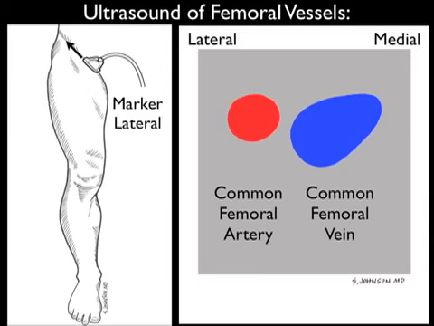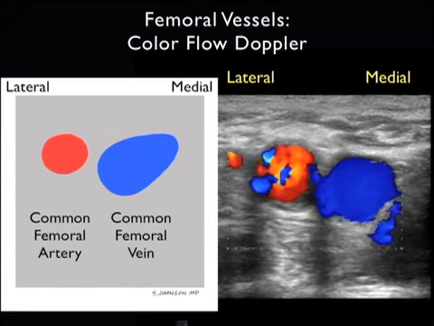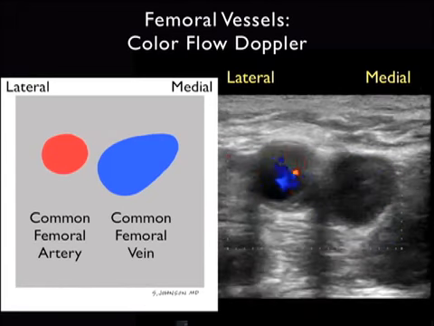Notice here that the common femoral vein will be seen medial to the common femoral artery, and because we have the marker dot oriented laterally or towards the left of the image, the common femoral vein will be seen to the right here. Here's a video showing the actual ultrasound findings of the common femoral artery and vein using color flow Doppler.